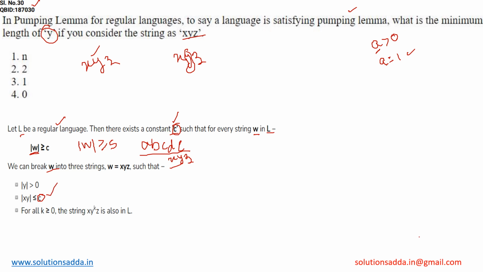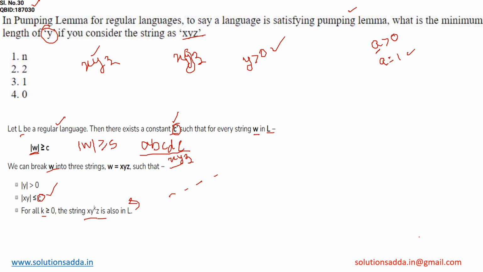c is the constant value, and for every k, which is the number of times y occurs in the string, k must be greater than or equal to 0. That's why I am saying that the length of y would be greater than 0. This condition must be satisfied when we are dealing with the pumping lemma. So for all k greater than or equal to 0, the string xy^kz is also in L. Obviously, when all these parts belong to the same string, the value of k belongs to the same string as well.